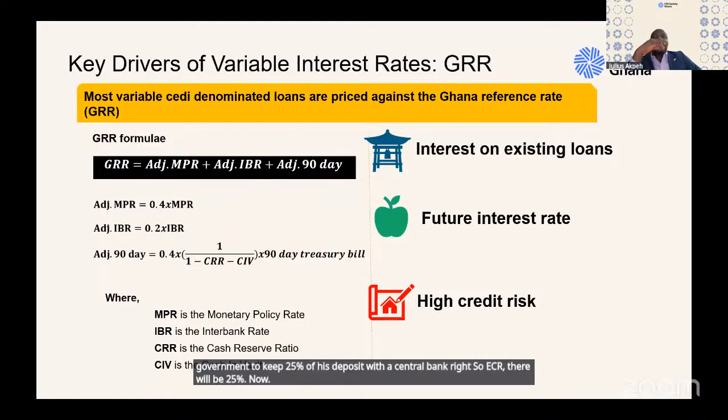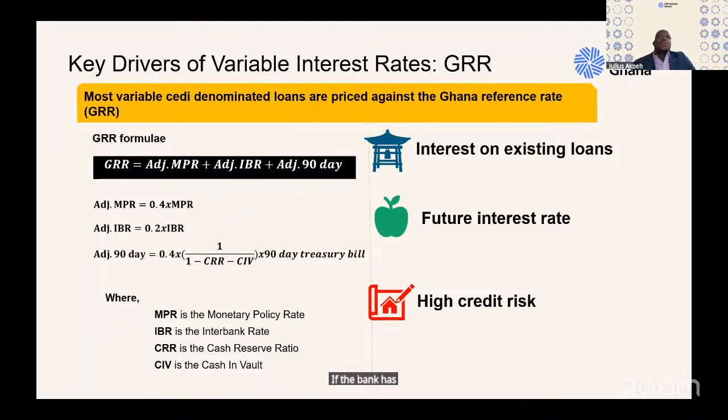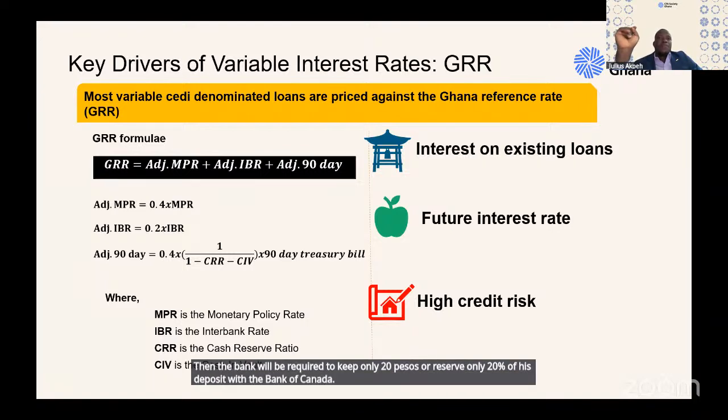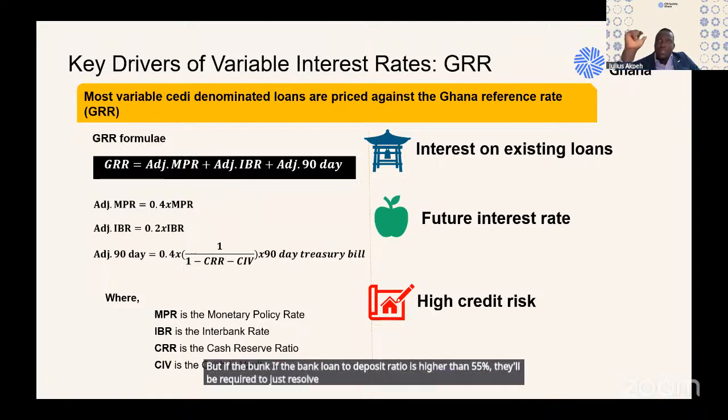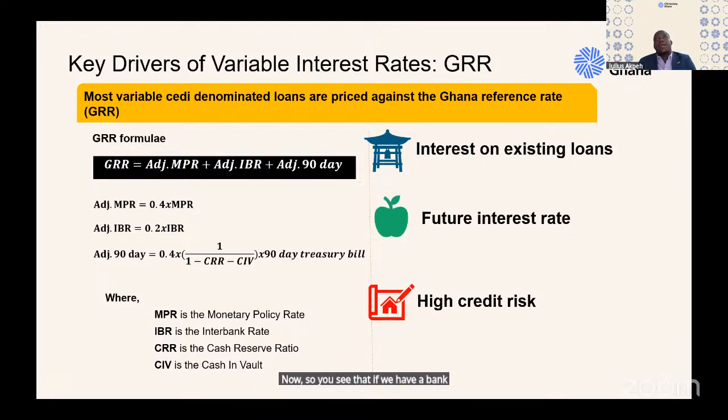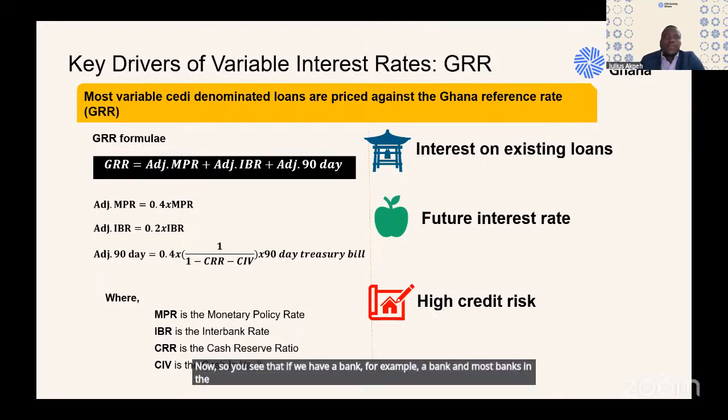Now, if the bank's loan to deposit ratio is between, I think, 40% and 55% or so, the bank will be required to reserve only 20% of its deposit with the Bank of Ghana. But if the loan to deposit ratio is higher than 55%, they'll be required to reserve only 15%, which used to be the cash reserve ratio before the revision. So you see that most banks in the country here have loan to deposit ratios less than 55%.